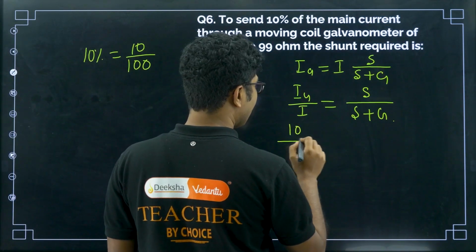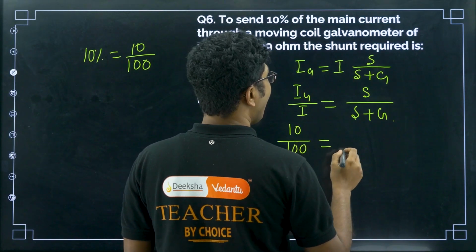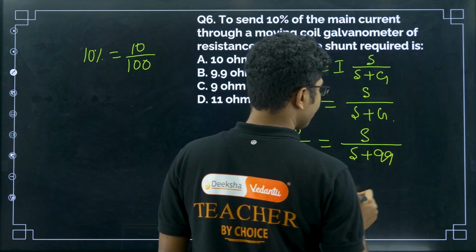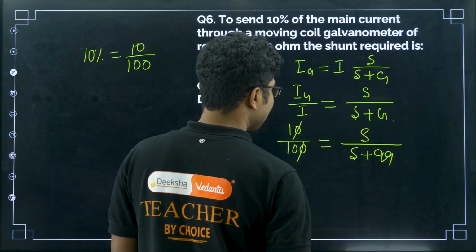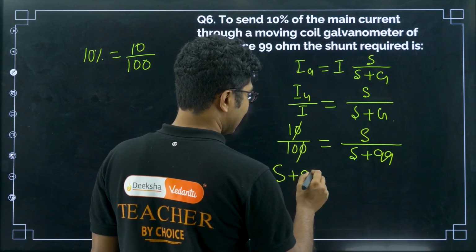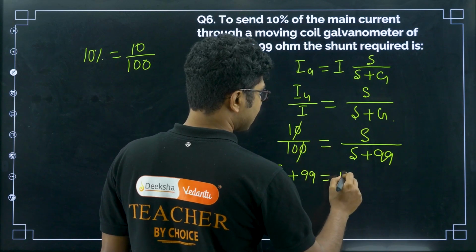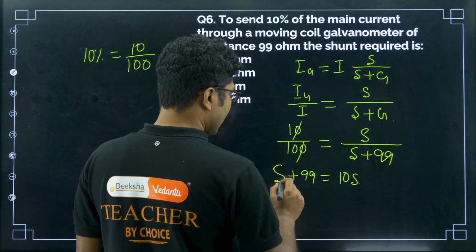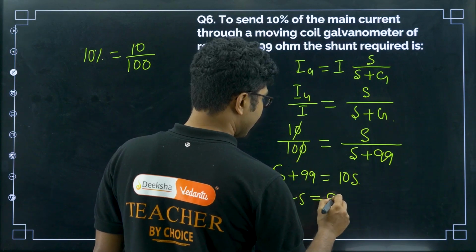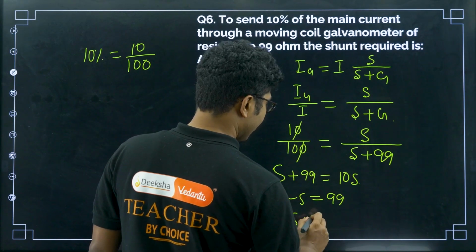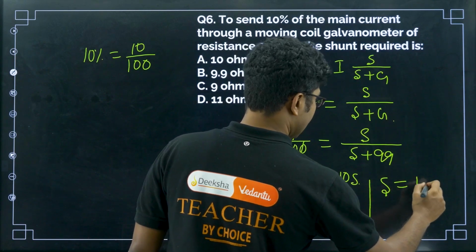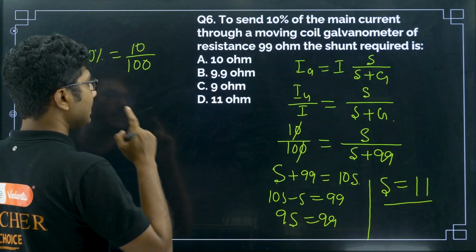So 10 divided by 100 should be equal to S over S plus G, where S we do not know and the galvanometer resistance is given as 99 ohms. So simply you just need to cancel it. Now do the cross multiplication. So S plus 99 should be equal to 10S, or you take this S on the other side. So 10S minus S equals 99, or 9S equals 99, or S equals 11. So S equals 11 is the correct answer.